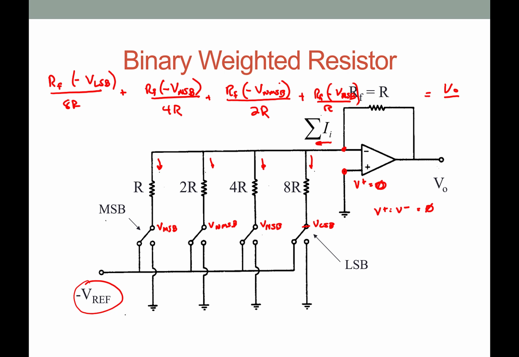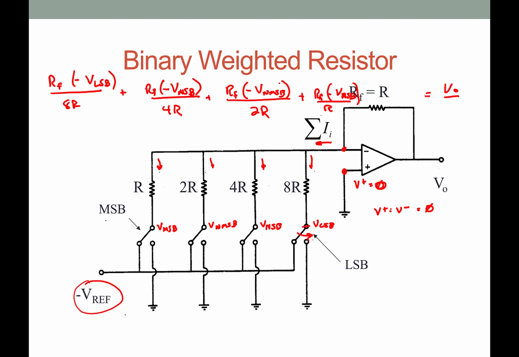And so the output voltage is equal to that. Now note that these voltages, VMSB, VNMSB, are either minus Vref or 0, right? Because if the switch is going in the scenarios that they show right there, it's one thing, but if the switch closes here, it's connected to ground.